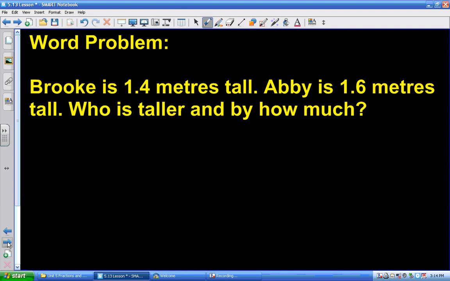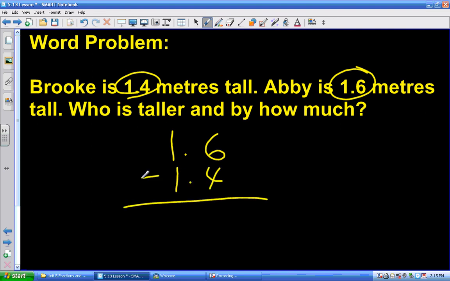What's on top? What number? What do I put on top? I get 2 numbers here to choose from. Okay, we're going to subtract these, right? So the greater number, 1.6, is on the top. The 1.4 is on the bottom. So now, Cole, how do I subtract these? 6 take away 4 is 2. Put the decimal in.